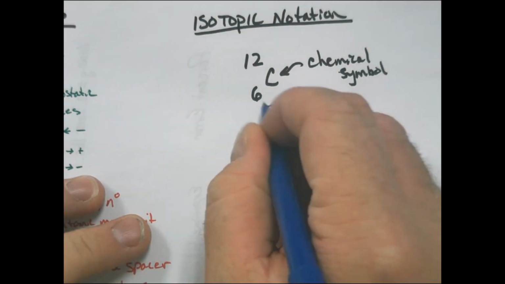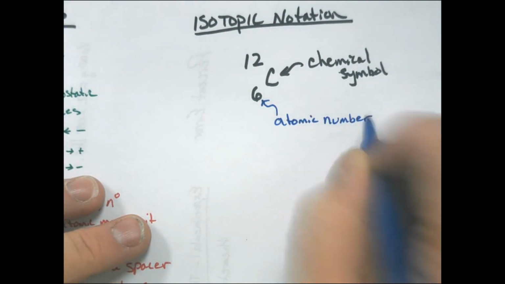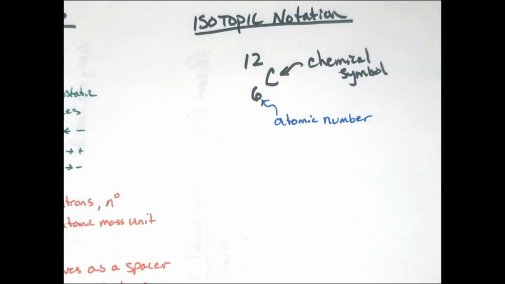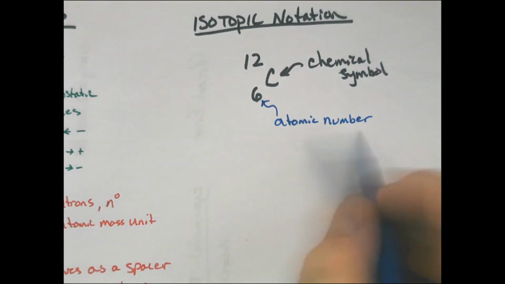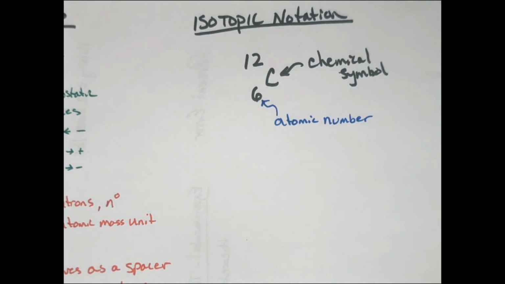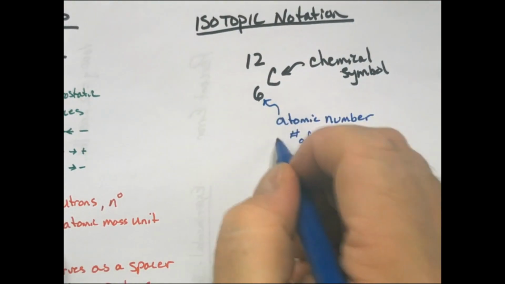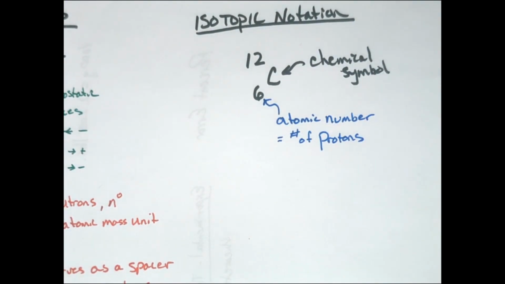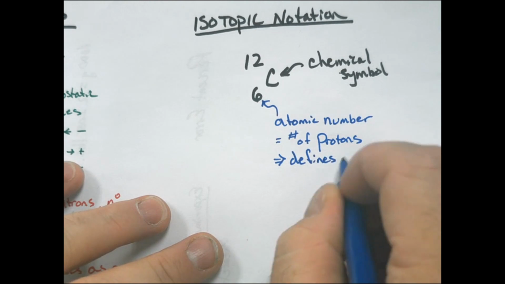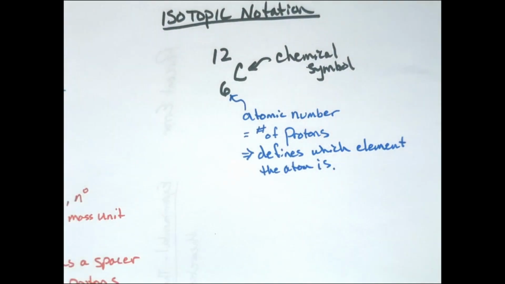This guy down here is the atomic number. This truly is exactly what it sounds like. It's which atom is it? It's the number of the atom. This counts the number of protons. The atomic number is how many protons are in the nucleus of that particular atom. It defines which element the atom is. You count the number of protons. If there's 1 proton, it's hydrogen. 2 protons, it's helium. 3 protons, it's lithium. 4 is beryllium. 5 is boron. 6 is carbon. 7 is nitrogen, and so on.